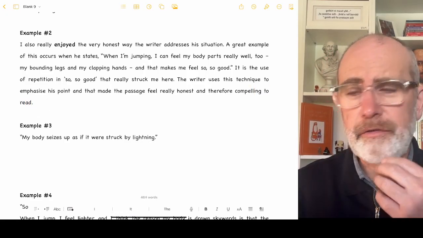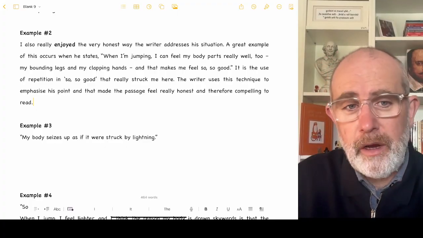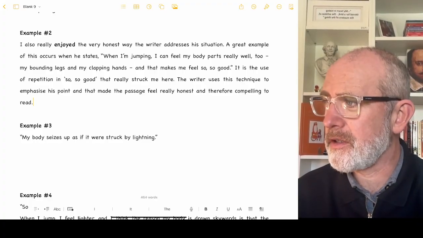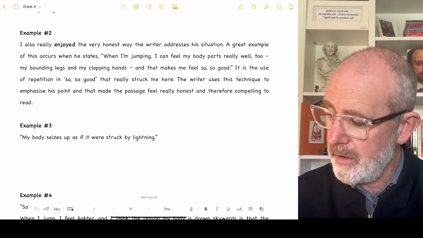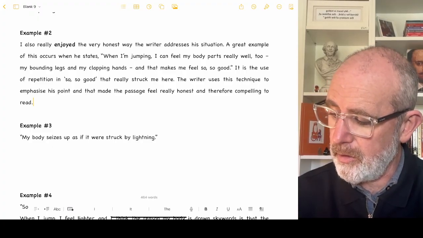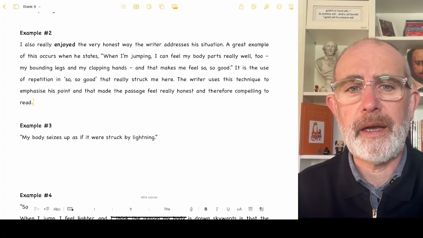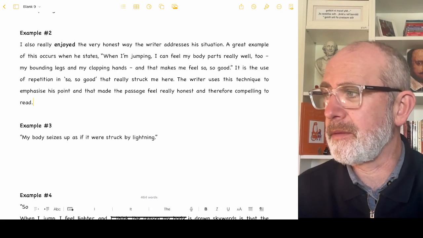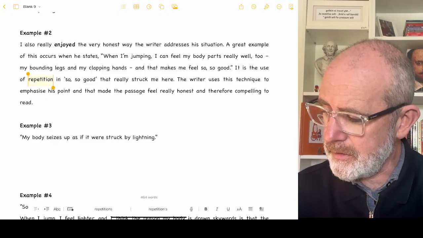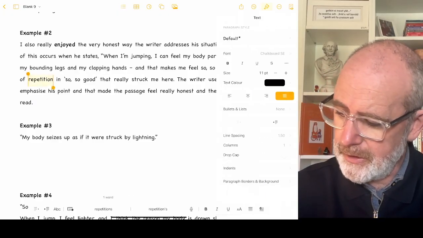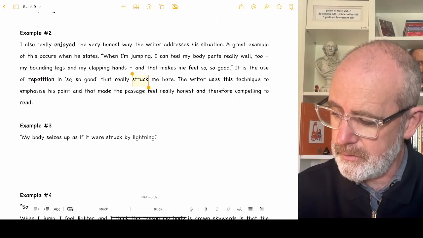Now, I think that's a good paragraph. Again, the student knows what they're doing. They're confident. They can do it really quickly because they've done the study. They understand language. I also really enjoyed the very honest way the writer addresses the situation. A great example of this occurs when he states, there's a quote, when I'm jumping, I can feel my body parts really well. My bounding legs and my clapping hands. I could have mentioned the adjective noun combinations there again. I didn't bother. And that makes me feel so, so good. It is the use of repetition in so, so good, and that's the language technique there, that really struck me. So if it struck me, that's your personal response.